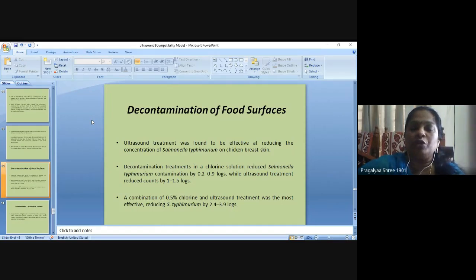That means before treating this with ultrasound, they are going for chemical dipping also. They dip the chicken breast skin in 0.5% chlorine solution, and afterwards they go for ultrasound treatment. So by means of this combination technique, you will be able to reduce 2.4 to 3.9 logs of population. That means 10 power 2.4 to 10 power 3.9 population can be killed in this case.